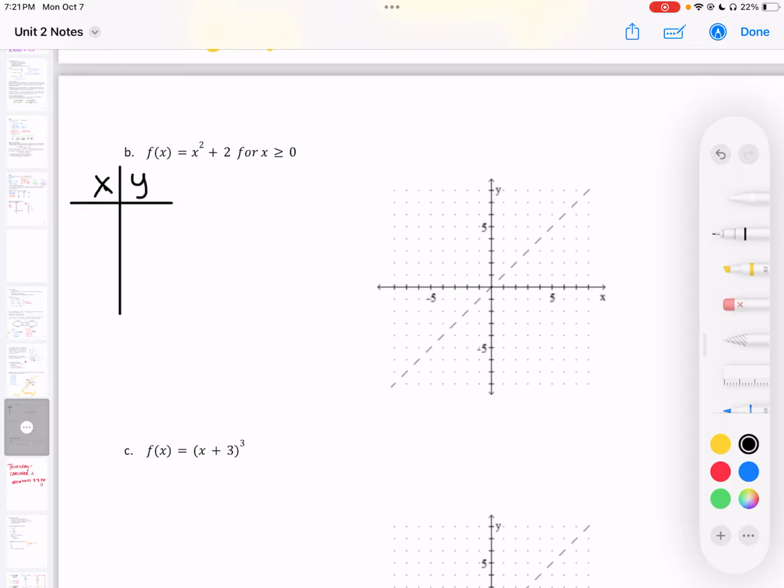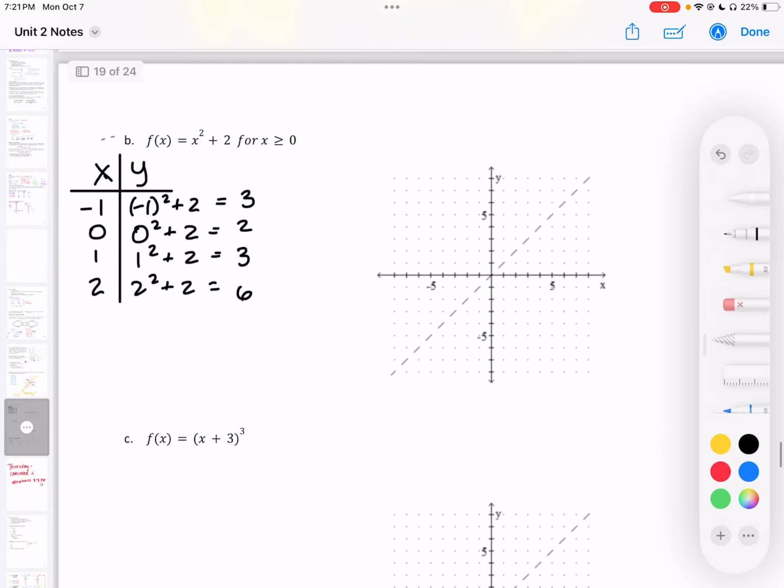So I am going to pick a negative number because I do know that it's going to exist for my quadratic. So that'll be -1 squared plus 2, 0 squared plus 2, 1 squared plus 2, and 2 squared plus 2. Okay, that'll get me 3, 2, 3, and 6. I'll go ahead and plot those points. I'll make that blue. So -1, 3, 0, 2, and then 2, 6.